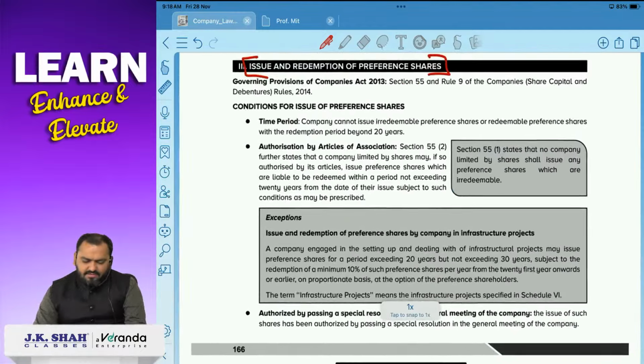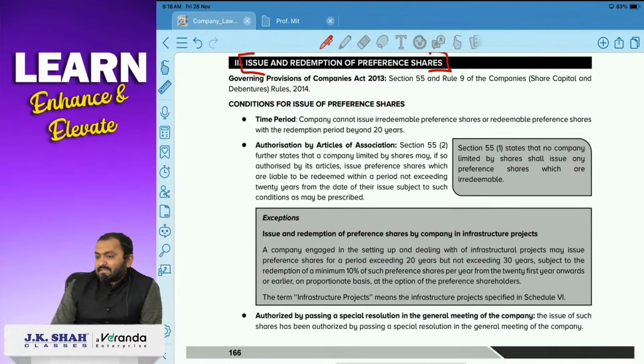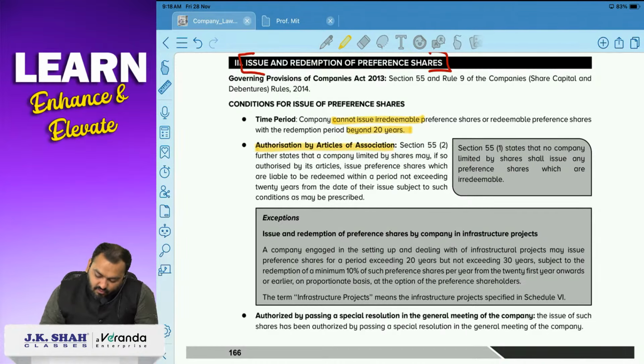Okay, here it is, issue and redemption of preference shares. Do you remember the time period? Company can issue this for maximum 20 years. Cannot issue beyond 20 years. Can it go beyond 20 years also? Yes, but there were conditions. Then authority must be given in AOA. Then company cannot issue irredeemable preference shares, I told you.